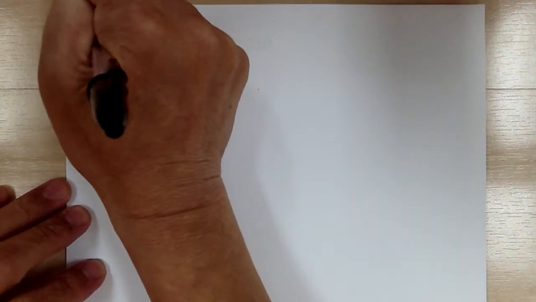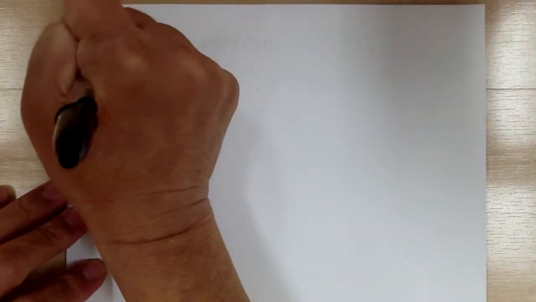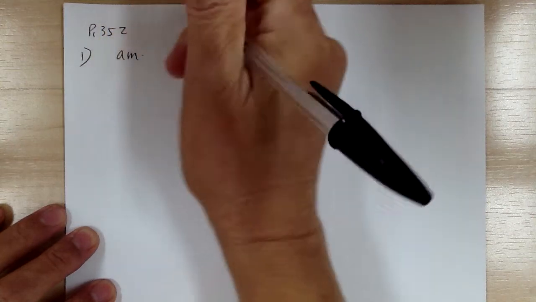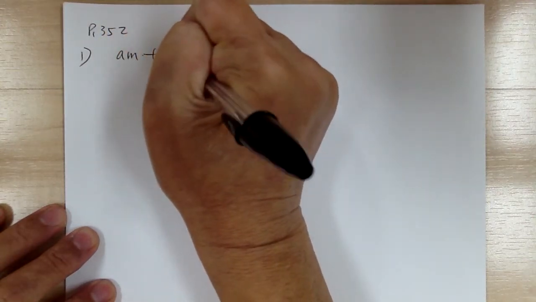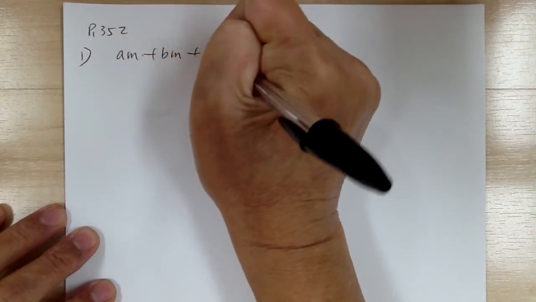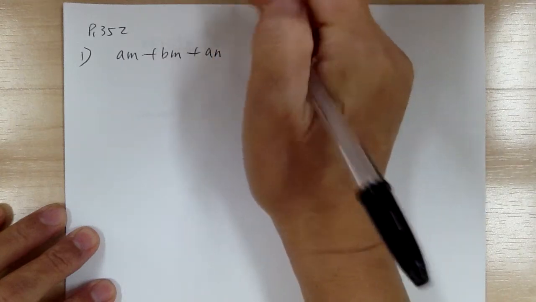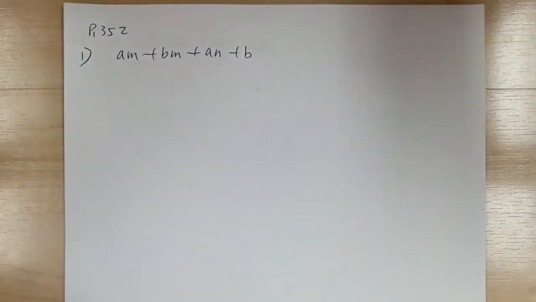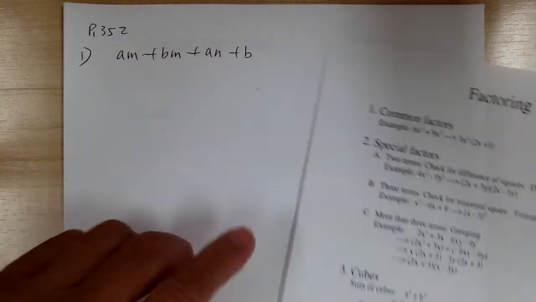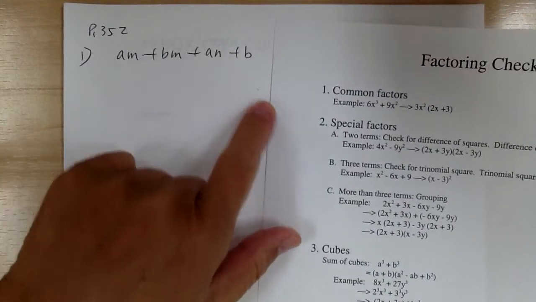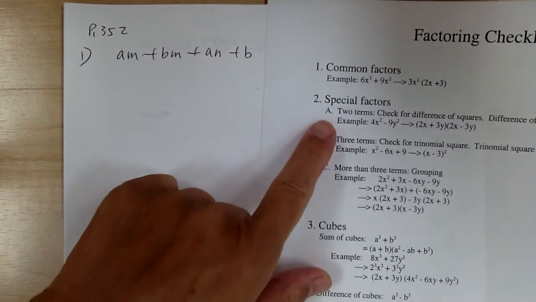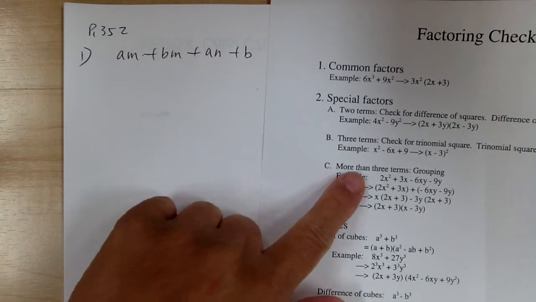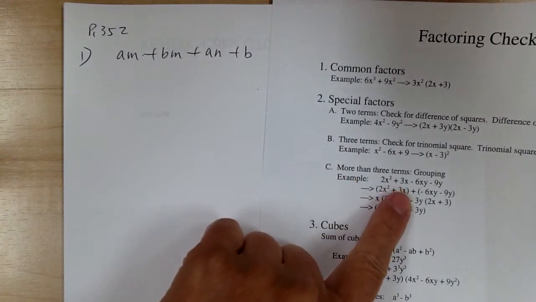Let's go to page 352 and start with number 1. Okay, so you have AM plus BM plus AN plus BN. So again, you go through the checklist. Step 1, common factor, cannot. You go to step 2. Okay, so 2, 3, more than 3. So more than 3 terms, you have to do it by grouping.